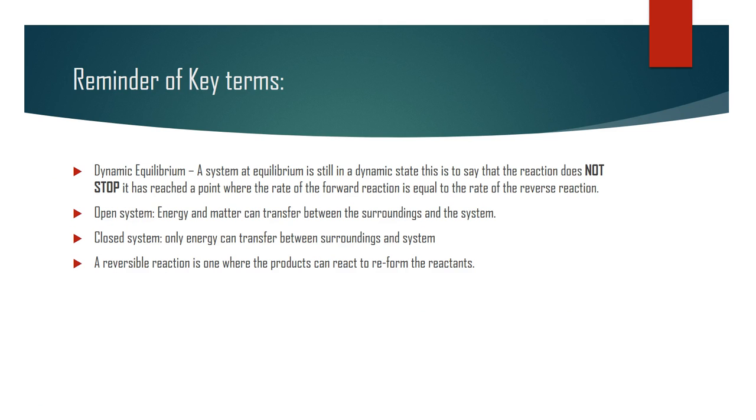Just a quick reminder, when we're talking about equilibrium, we're talking about dynamic equilibrium. So this is to say that the reaction is still occurring in both the forward and the reverse directions. It has no observable change to concentration at the macro level. With an open system, energy and matter can transfer between the surroundings and the system, and when the system is closed, it's only energy that can transfer between the system and surroundings. And a reversible reaction is one where the products can react to reform the reactants, and when we have a reversible reaction, we're always using our double-headed arrow, which is the Le Chatelier's arrow.